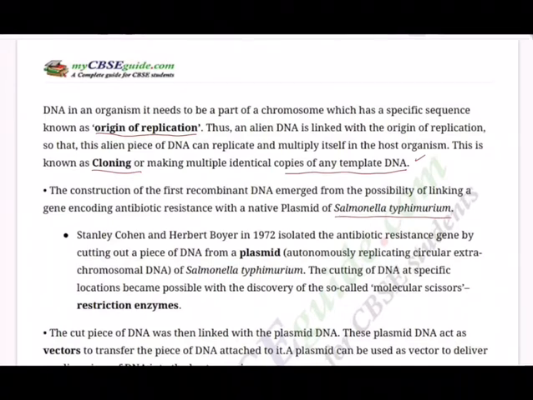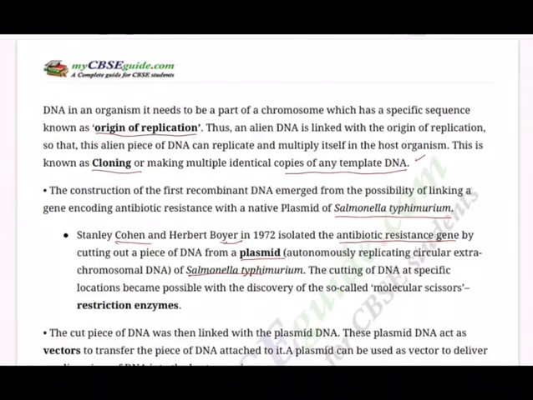Stanley Cohen and Herbert Boyer, in 1972, isolated the antibiotic resistance gene by cutting out a piece of DNA from a plasmid. What is a plasmid? Extra-chromosomal circular DNA that autonomously replicates, meaning it replicates itself. So an autonomously replicating, circular, extra-chromosomal DNA is a plasmid, and this one is from the Salmonella typhi bacterium.